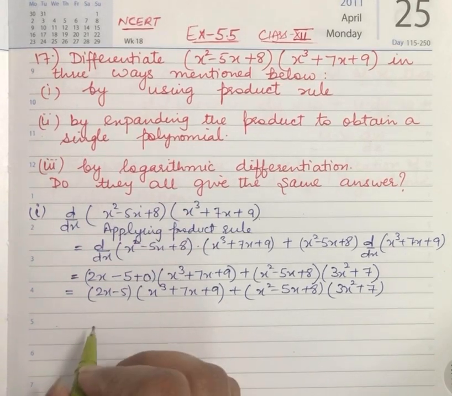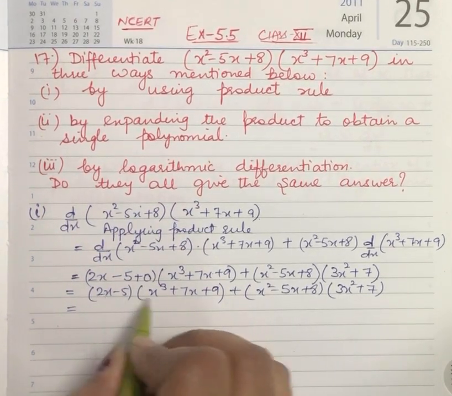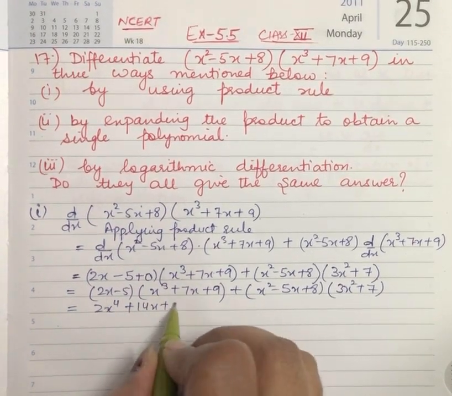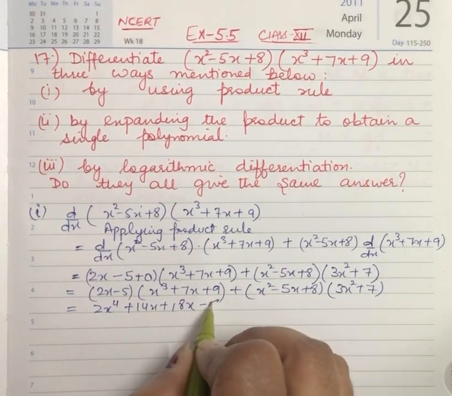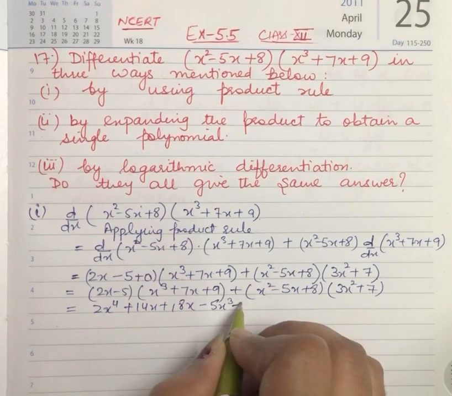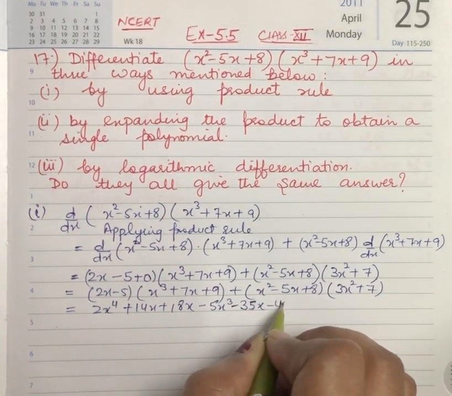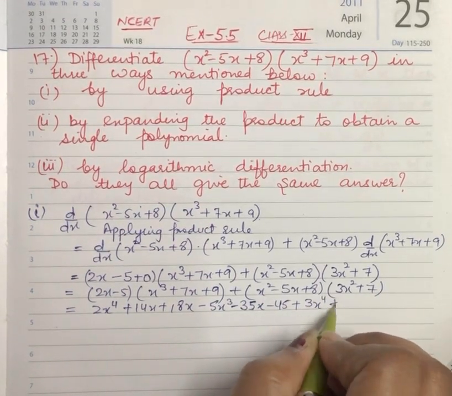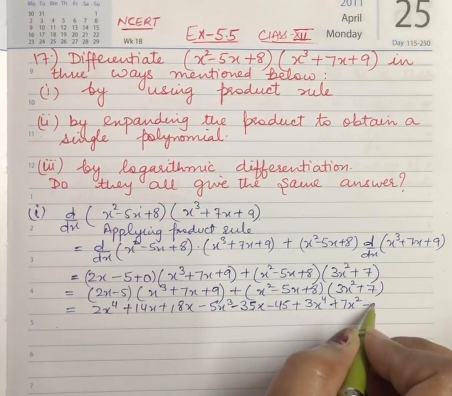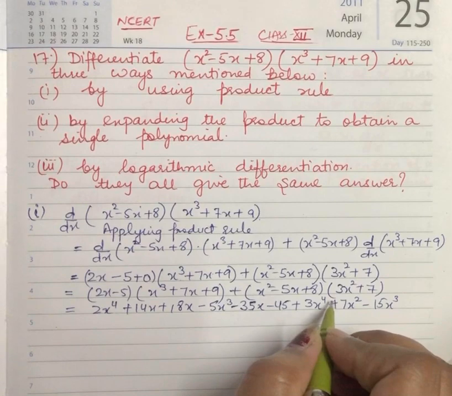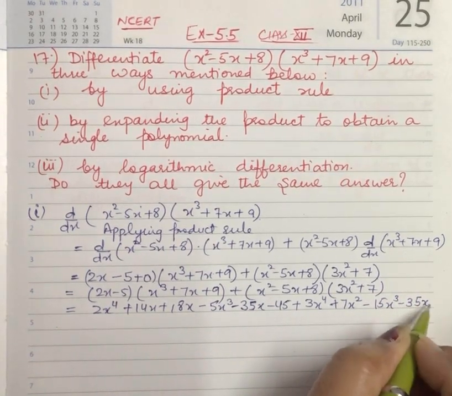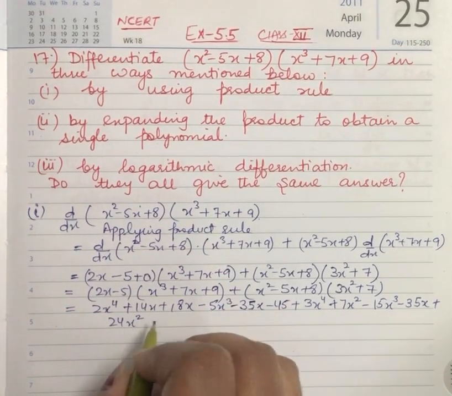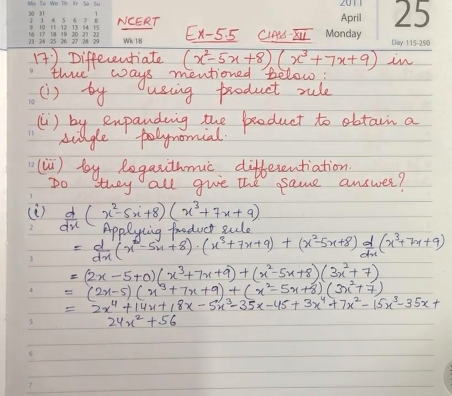Now we simplify it, we multiply it. So multiplying with 2x, we get 2x to the power 4 plus 14x square plus 9 into 2, 18x, then minus 5x cube, then minus 35x, then minus 45, plus 3x to the power 4 plus 7x square, minus 15x cube, then minus 35x, then plus 24x square and plus 8 into 7, 56.